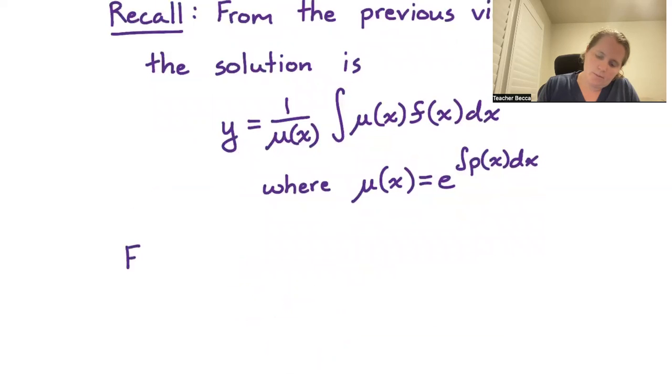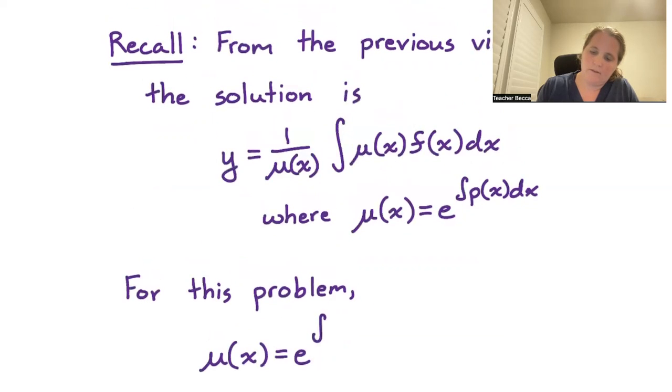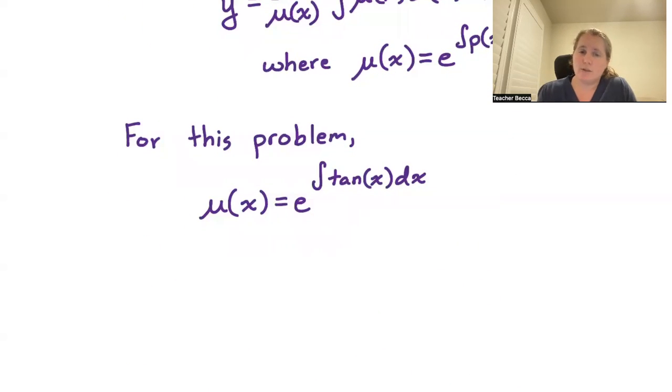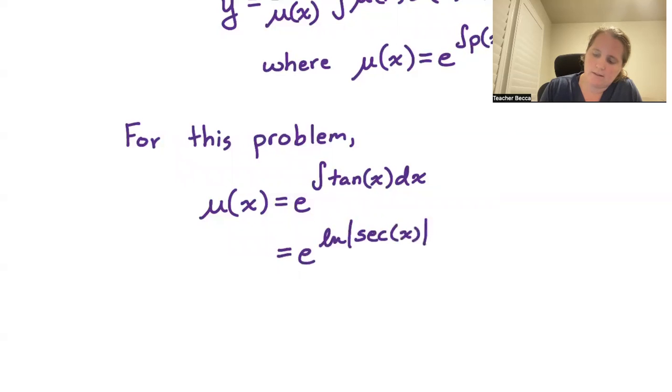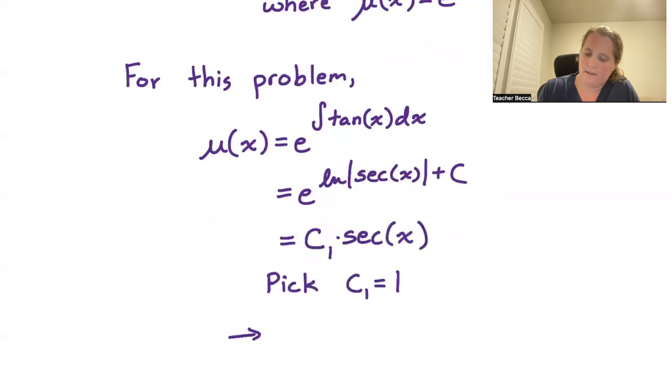So for this problem, mu of x is e to the integral of p of x, which is tangent. So we are looking at e to the integral of tangent of x dx. The integral of tangent of x is just natural log of the absolute value of secant x. So we are looking at e to the natural log of the absolute value of secant of x plus c. This is just c1 times secant of x. And we can go ahead and pick c1 equals 0, sorry, c1 equals 1. And we have mu of x is equal to secant of x.